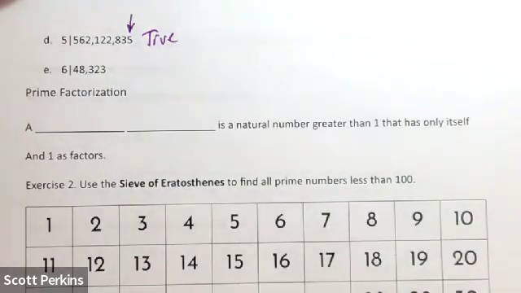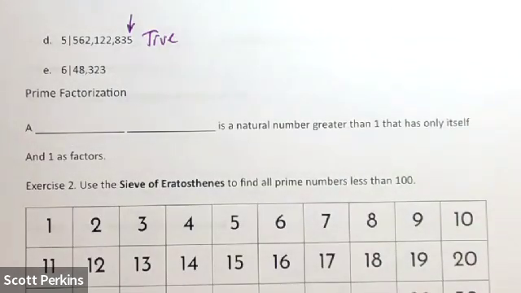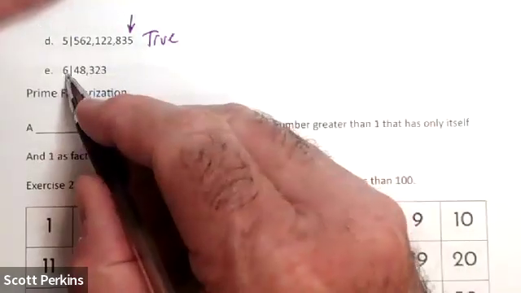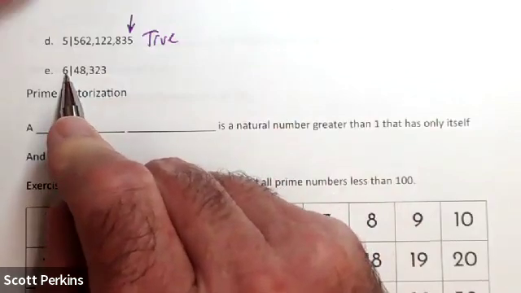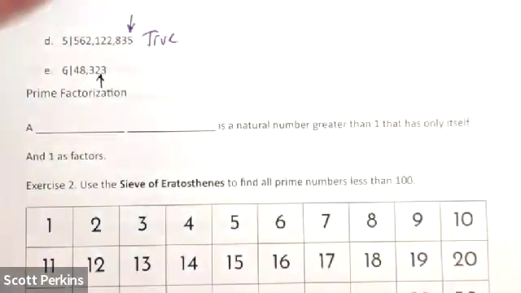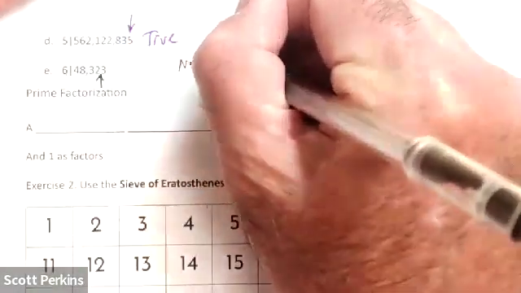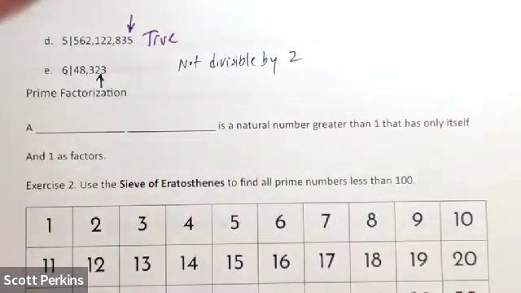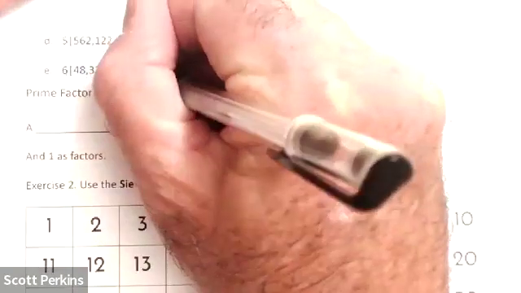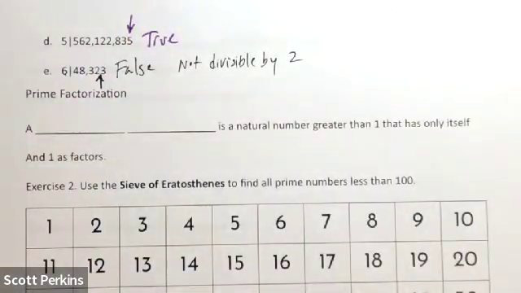Does 6 divide into 48,323? Well, the test is, for 6, it has to be both divisible by 2 and divisible by 3. Well, first, divisible by 2 means the last digit's even. Well, right here, the last digit's odd. The last digit is 3. So that means it's not divisible by 2. I don't have to test 3. Okay, so that is false. It is not divisible.